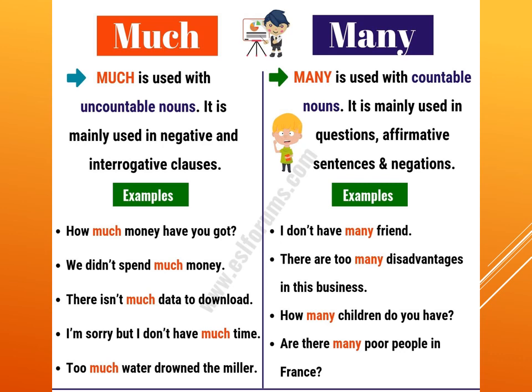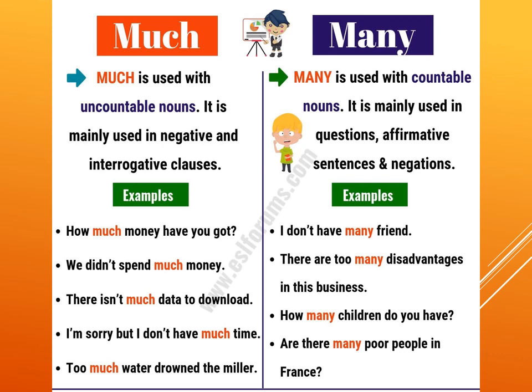We didn't spend much money. Again, we did not spend. Not tells about negation, or the negative sentence. Much money. Much again is a determiner here because it sits before the noun money, which is uncountable. There are a few more examples that are listed. You can just go through that.